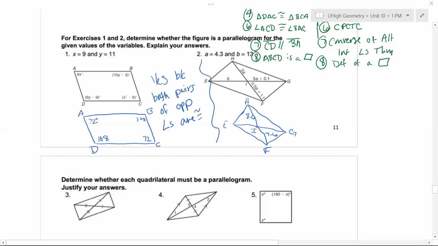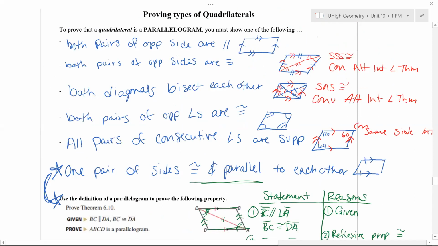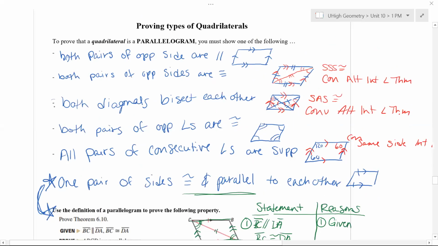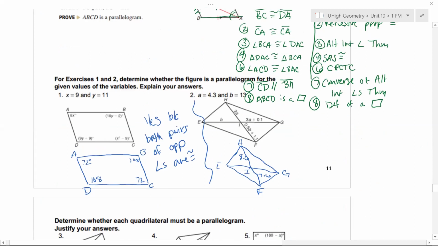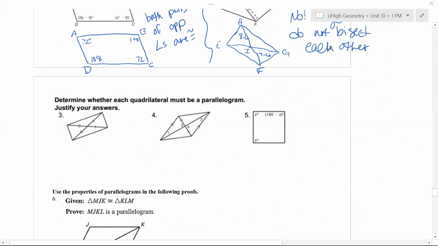Well, hold on here. We can already see that our diagonals do not bisect each other. So if we look back up at our properties, the third one here said that both diagonals have to bisect each other. So we could say that no, this is not a parallelogram because the diagonals do not bisect each other. All right, let's go down to number 3.